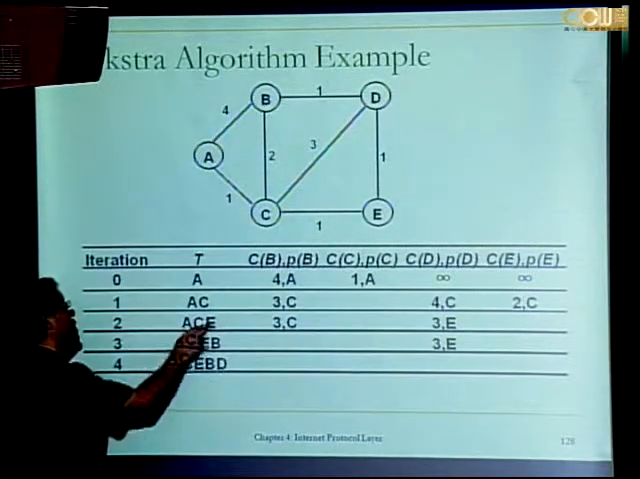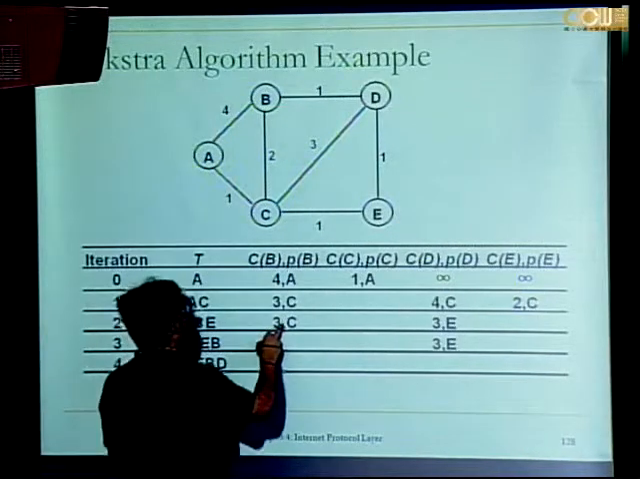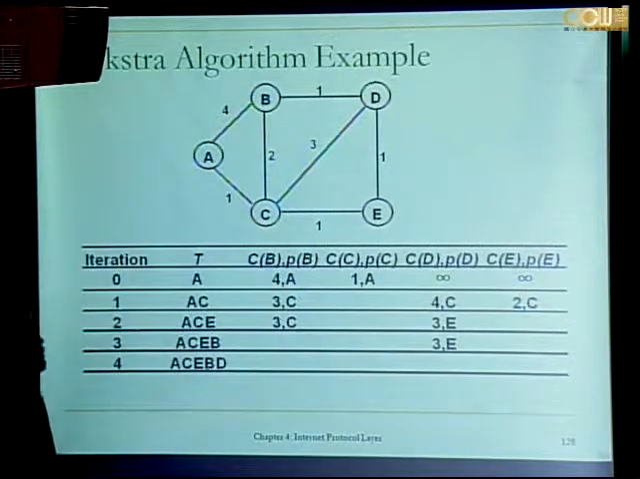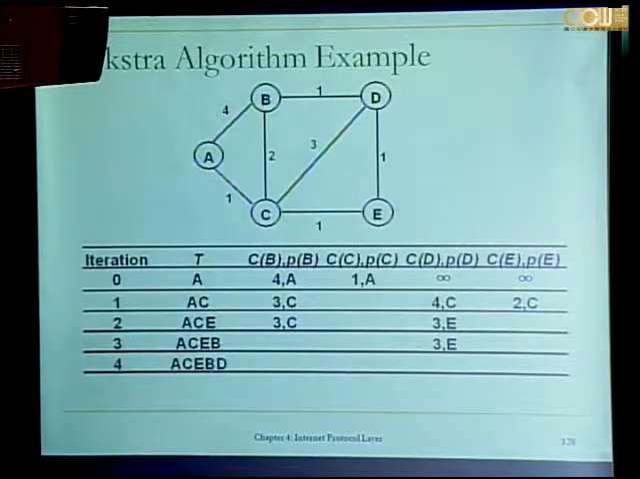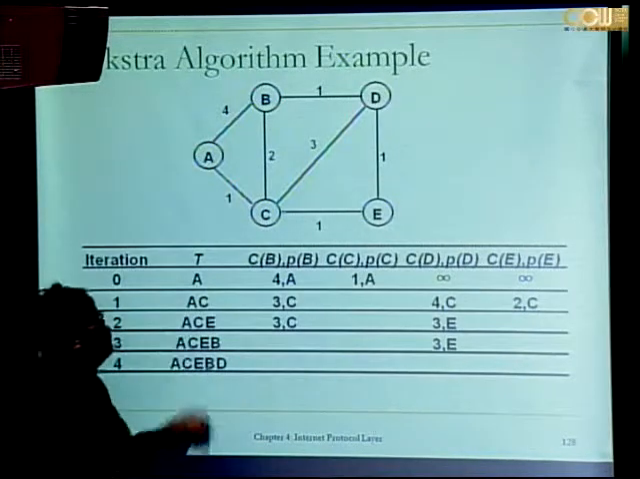Now I have A, C, E. I pick among B and D, which has the smallest label. There's a tie. So B and D have the same label. So I pick B. Okay, I pick B. And so I mark B.